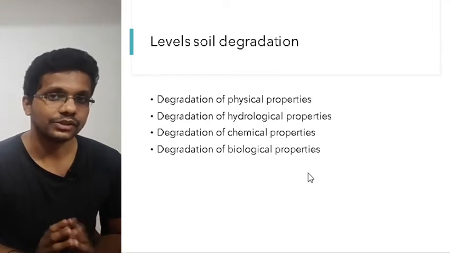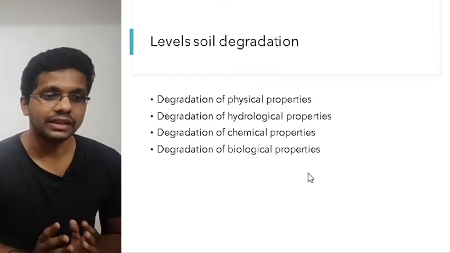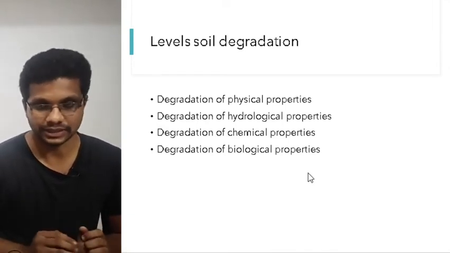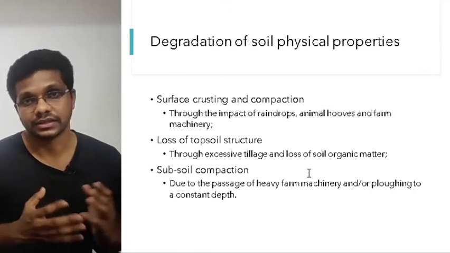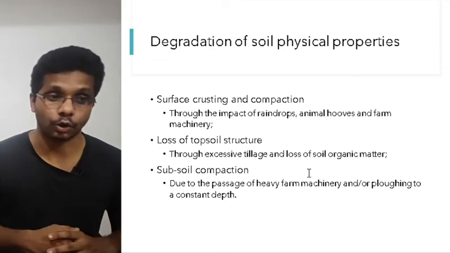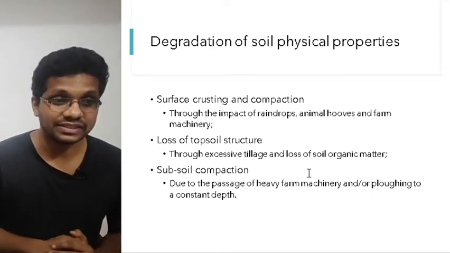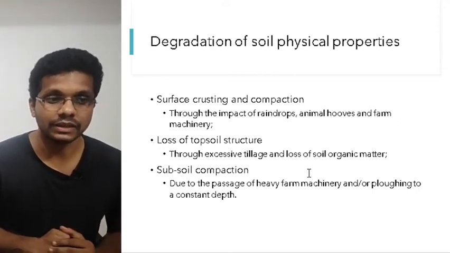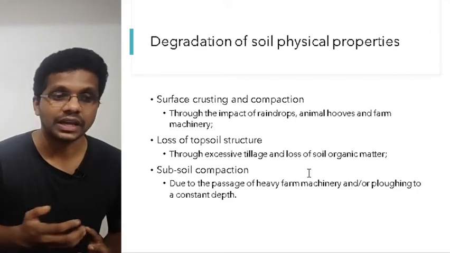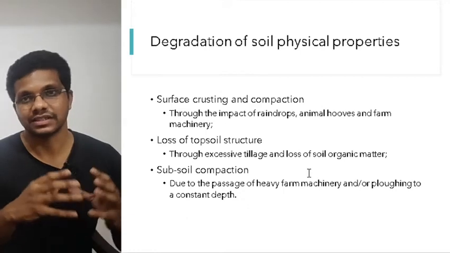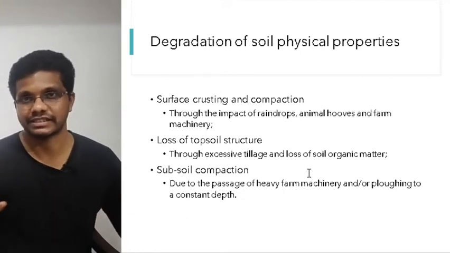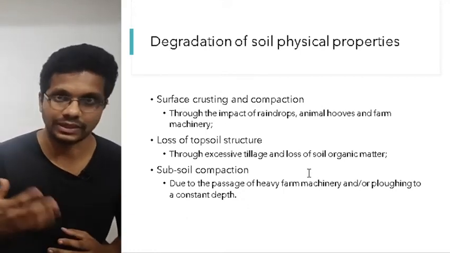And there are different levels of soil degradation: the physical, hydrological, chemical, and biological degradation. So what is the degradation of soil on the basis of the physical properties? First is surface crusting and compaction. Through the impact of raindrops, animal hooves, and farm machinery, it leads to the compaction of the soil, which loses its ability in terms of aeration and water passage.